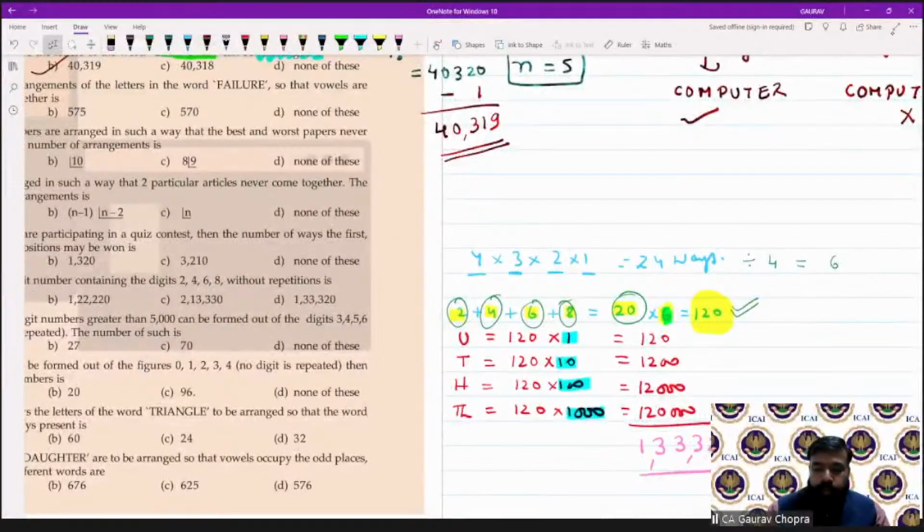Now let's move towards the next one. Make some space here.